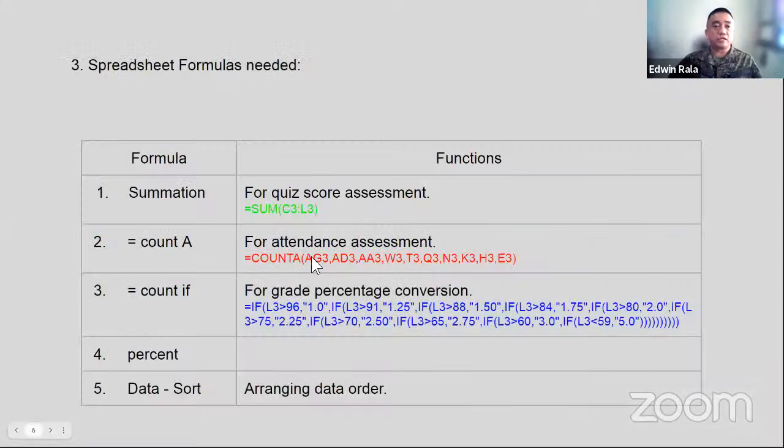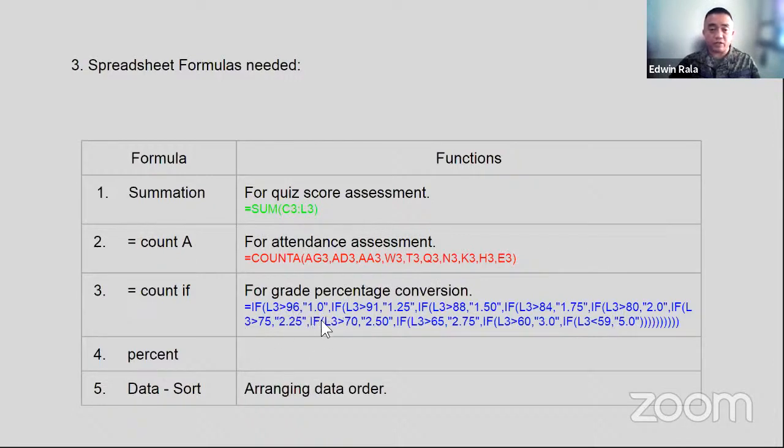And next, ito naman yung mga formulas na ginamit for computation ng mga grade. Of course, yung summation natin for quizzes, yung COUNTA to immediately know or makuha yung attendance ng isang bata. So, at the end of the semester, pag in-apply mo tong COUNTA formula, immediately alam mo kung ilan yung attendance niya. Okay? COUNTIF.